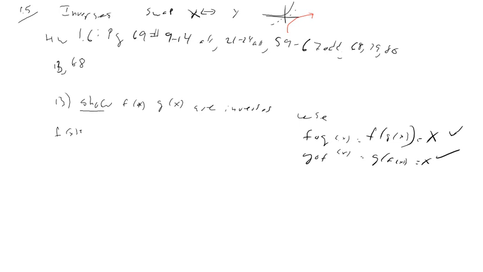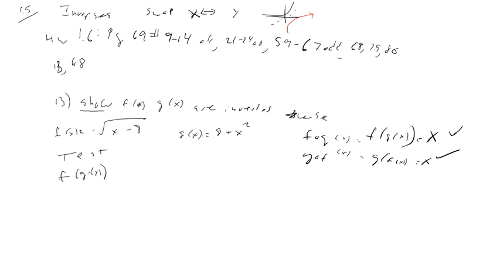So f of x was negative square root of x minus 8, and g of x was 8 plus x squared. So we want to show they're inverses, and we want to use f of g and g of f. So let's test it, right? Here's my test: f of g of x.